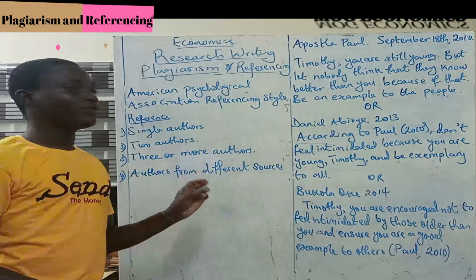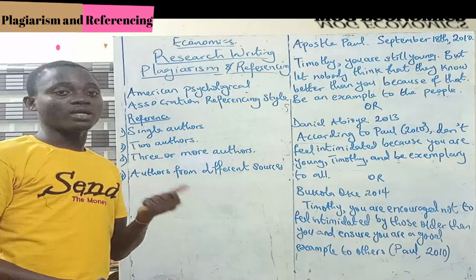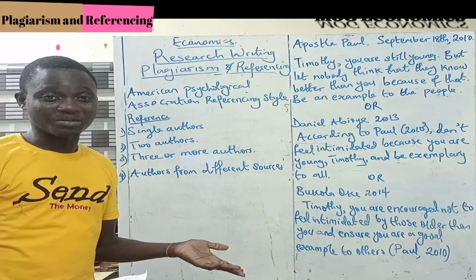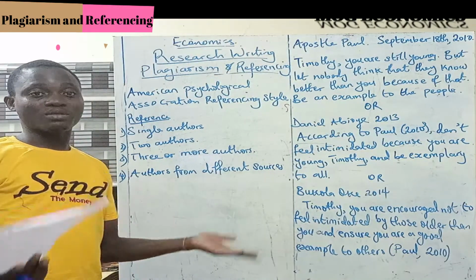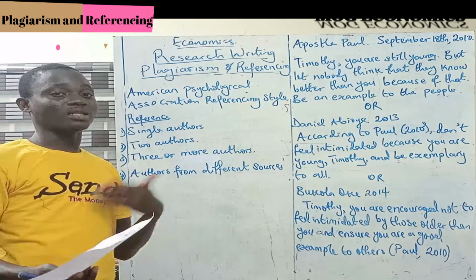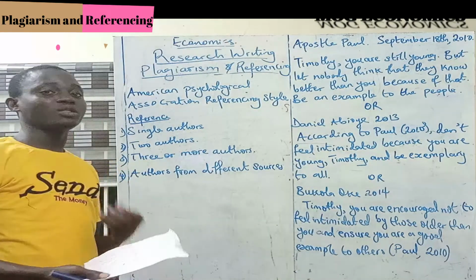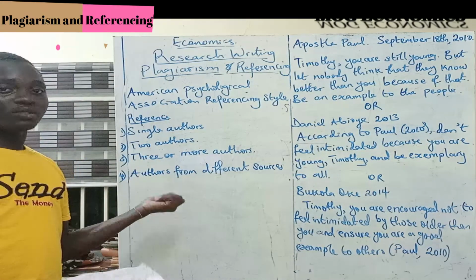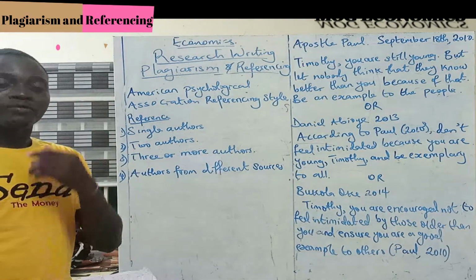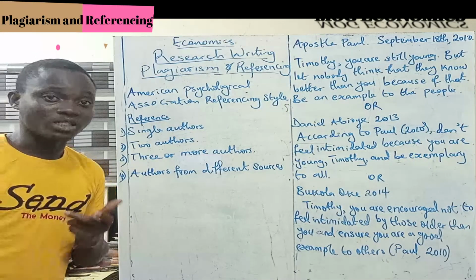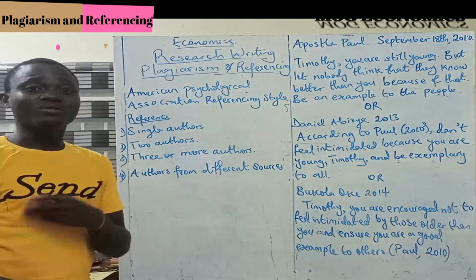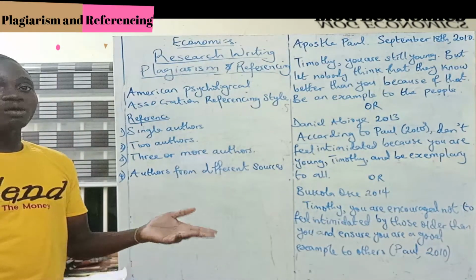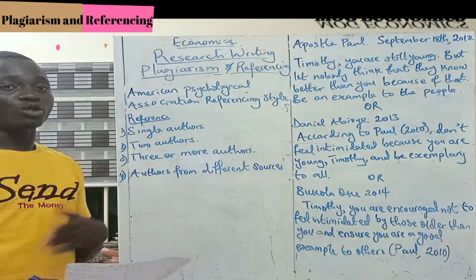But in this particular video, I'll be making reference to the APA referencing style, which is an acronym of American Psychological Association. That's their referencing style, and a lot of schools make use of it. But like I mentioned earlier, I finished from the University of Ibadan, Nigeria, and the University of Ibadan has its own referencing style, which is unique in its own way. So you have to figure out what referencing style your school uses.